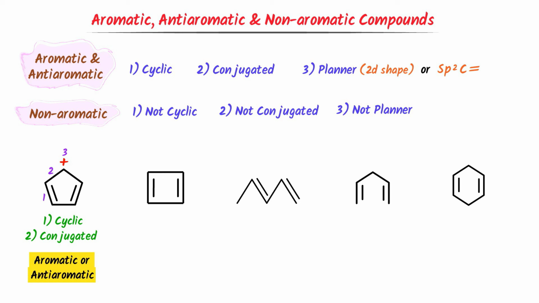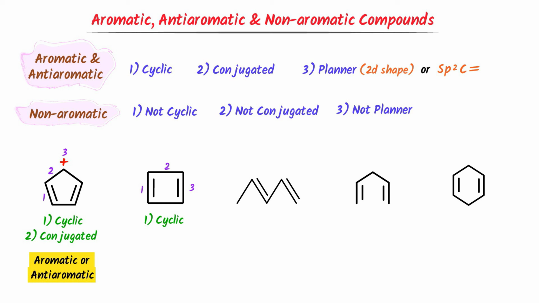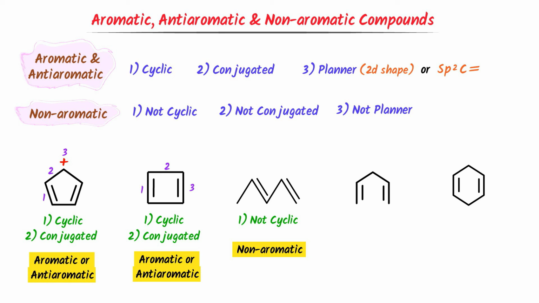Secondly, this organic compound is cyclic. It contains double bond, single bond, double bond, so it is also conjugated. Thirdly, it is a planar organic compound because it contains a carbon having sp2 hybridization. So this organic compound is either aromatic organic compound or anti-aromatic compound. Thirdly, we can see that this is not a cyclic organic compound. So it is non-aromatic compound. Fourthly, this organic compound is not cyclic. So it is also non-aromatic compound.